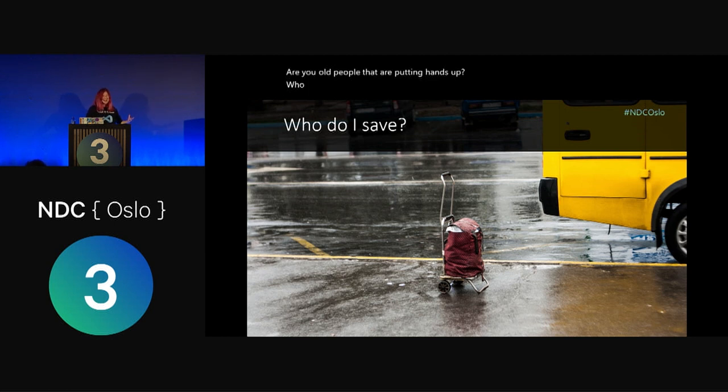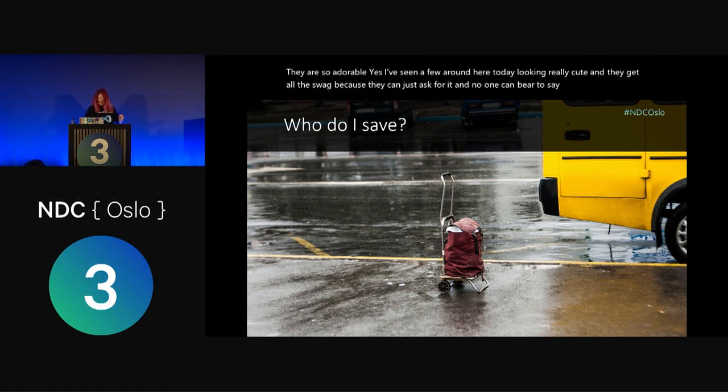Who would pick the little baby? Oh, yeah, they are so adorable. I've seen a few around here today looking really cute, and they get all the swag because they can just ask for it and no one can bear to say no. Wait, I should say, do you like my socks?